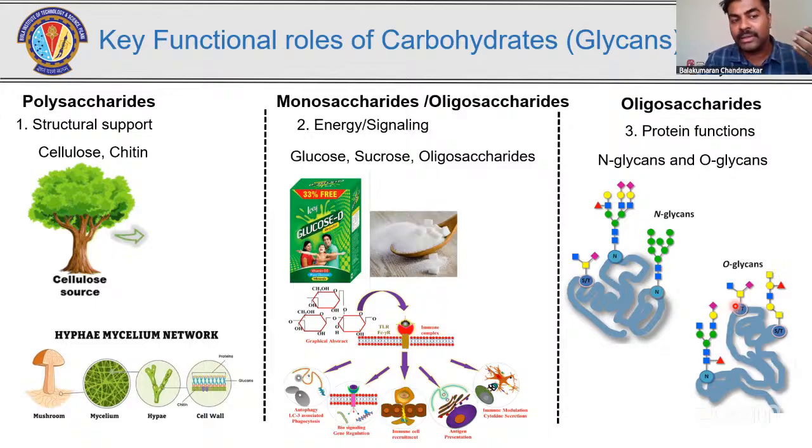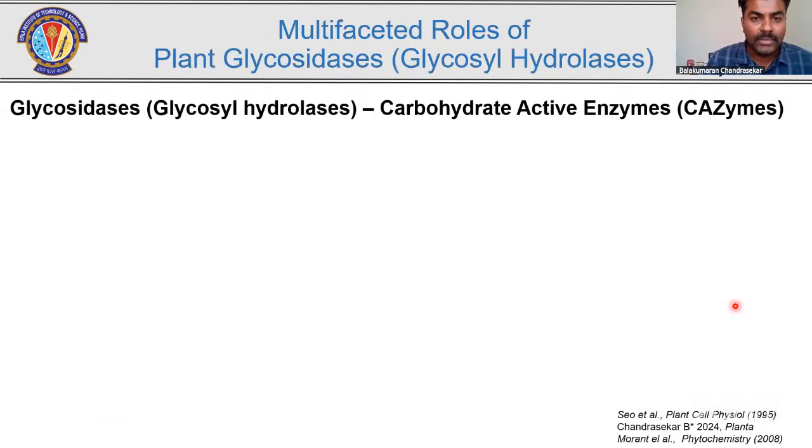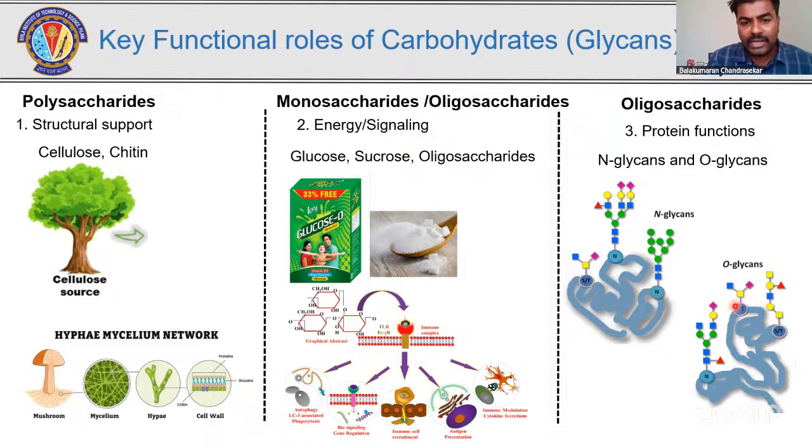One is as polysaccharides, they provide structural support. As monosaccharides, they are involved in energy. In the oligosaccharide form, they can also be associated with proteins or other lipid forms. Okay, so these are the carbohydrates, and once they are synthesized and present in the system, they are not always stable.